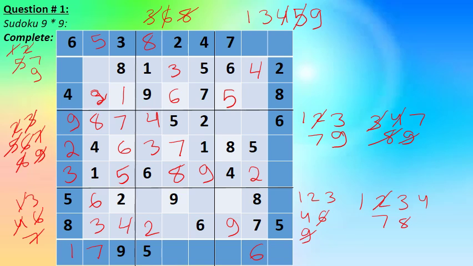Now please, let's look at the first column. What is it missing? 7. Okay, now let's look at the second column. What is it missing? It's missing 9. Now we look at rows and columns. Okay, now let's look at the fourth column. The fourth column, what is it missing? It's missing 7. So under 6 we write 7.